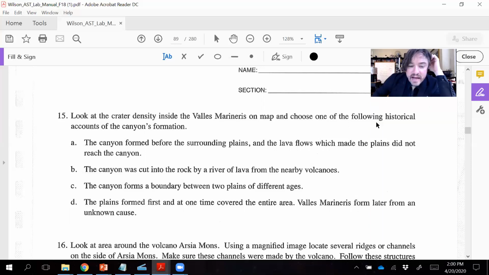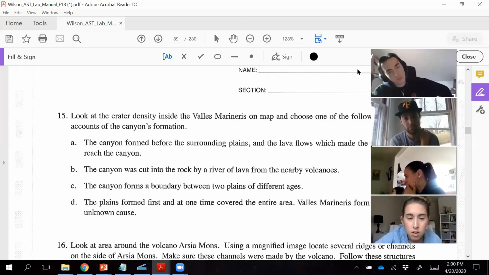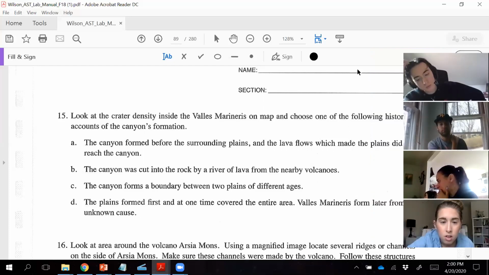The canyon forms a boundary between two plains of different ages. Or D, the plains formed first and at one time covered the area. Valles Marineris forms later from an unknown cause. None of those are great, but which one is the least offensive, would you say?